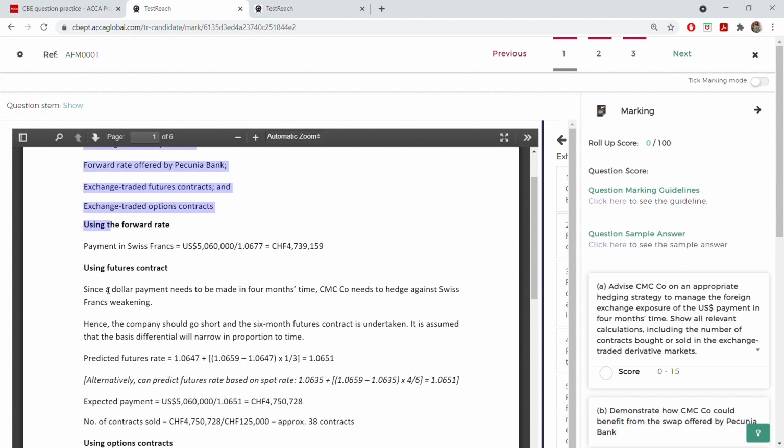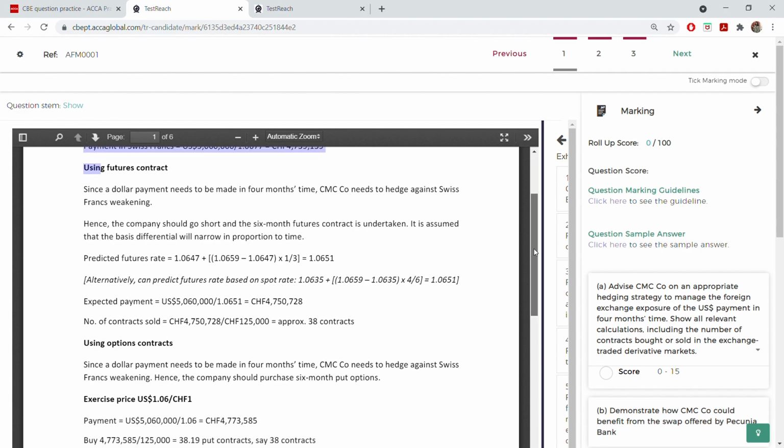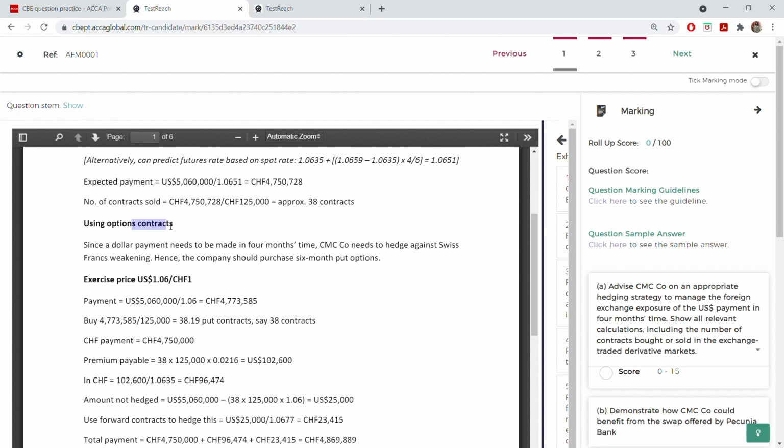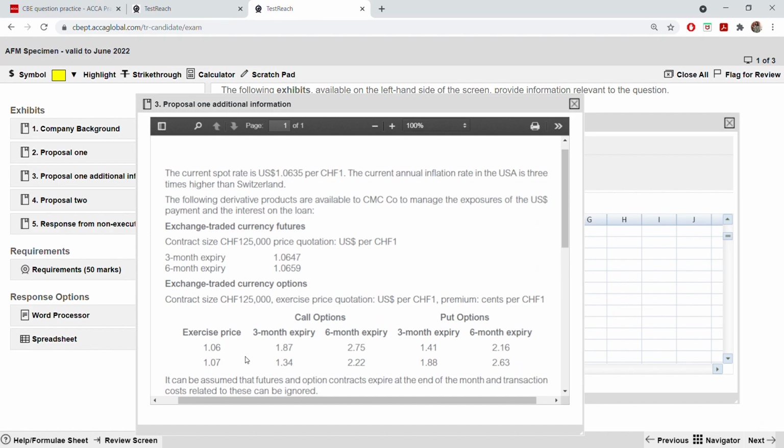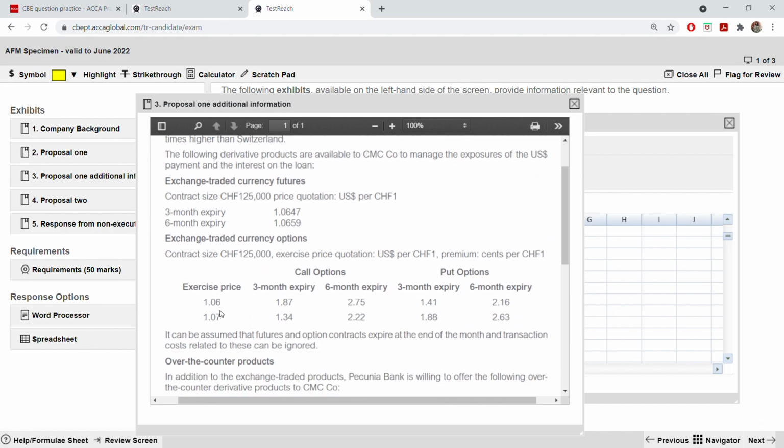Forward is bold, under future it's bold, the subheadings are always bold. And under options, here also they are writing the same thing. For the 4 months time, it's a dollar payment you want to hedge for the 4-month time, so take a 6-month put option, and needs to hedge against Swiss franc weakening. There are 2 exercise prices given to you. They didn't tell which exercise price, so in this condition you have to use both exercise prices. Under both you have to show the impact.